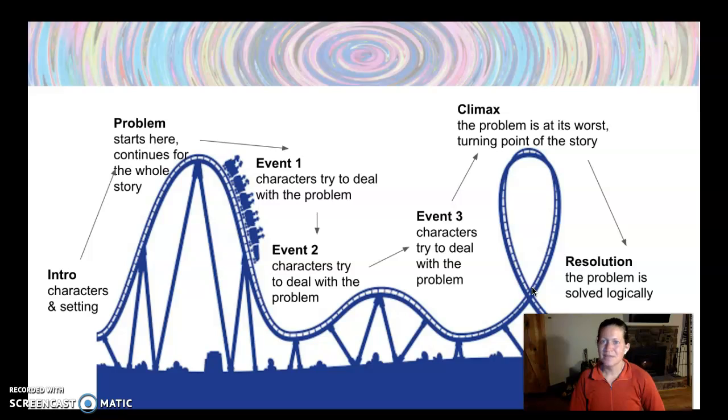That means after this big event, this, oh no, how is this ever going to get better after your climax? When the problem is solved logically, you don't just have some random person or thing or magic coming in to solve the problem. The characters actually solve it. That's what I mean by logically.